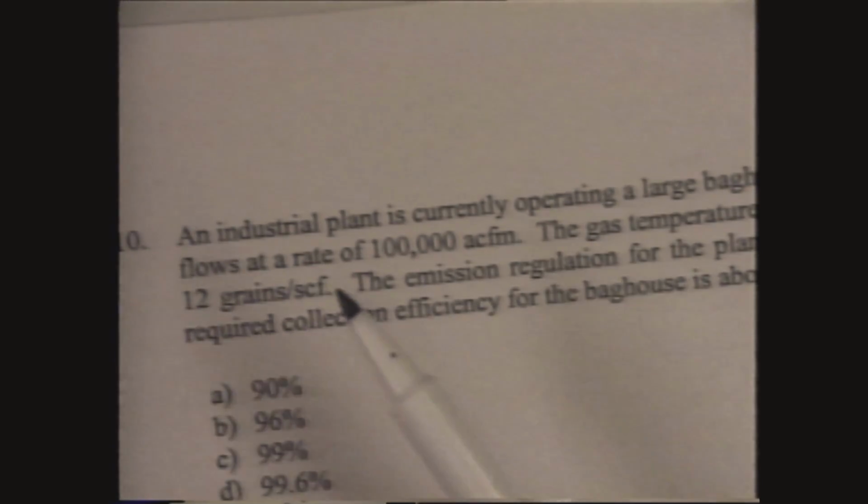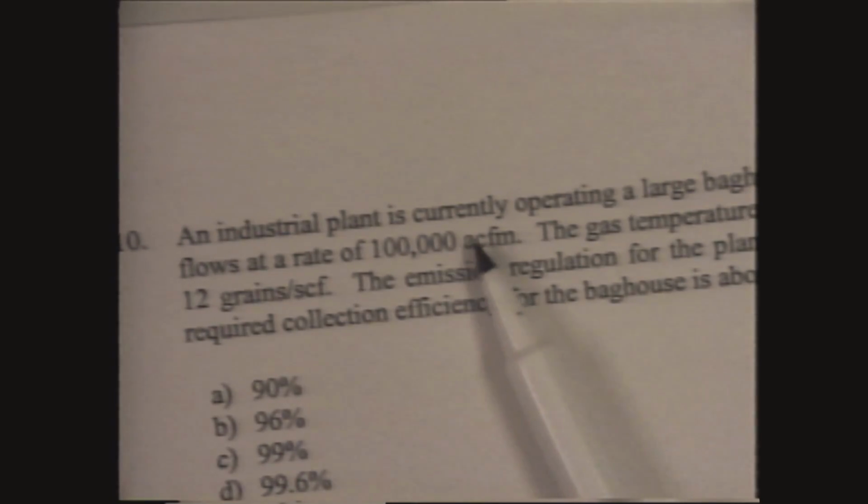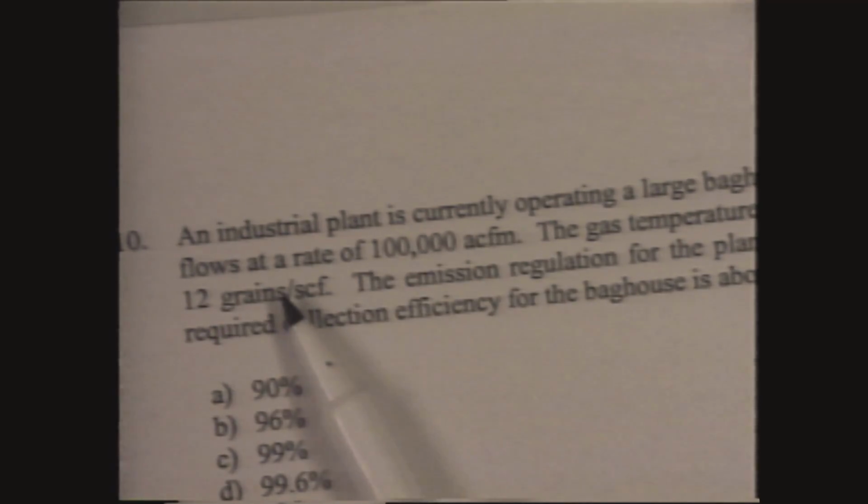But here we have a bag house. The temperature is 250. The gas is flowing in at 100,000 cubic feet per minute, a large flow rate. The inlet dust loading is 12 grains per standard cubic foot. Now, here's the key. Notice the flow rate is given in actual cubic feet per minute. The dust loading is given in standard cubic feet.